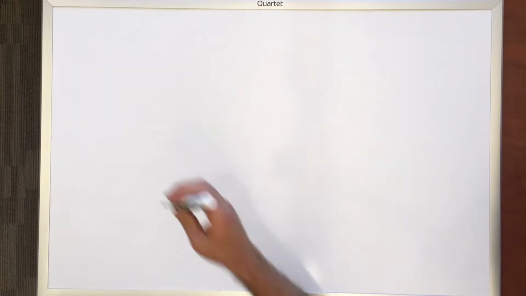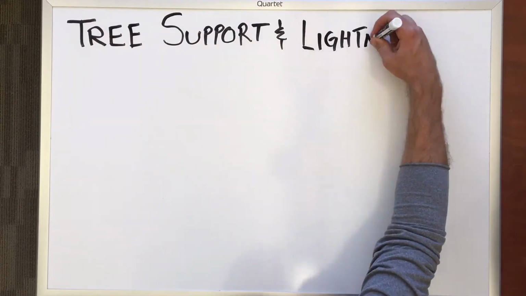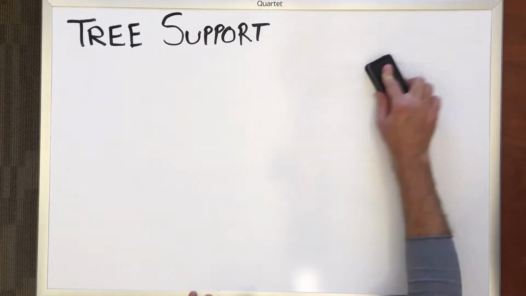But just keep in mind, if you have any questions as we go through this presentation, be sure to write them down, and then you can either email them to me afterwards or ask Mike. Between the two of us, we should be able to get you squared away. The title of this chapter is Tree Support and Lightning Protection, so we'll break it down into these two concepts.